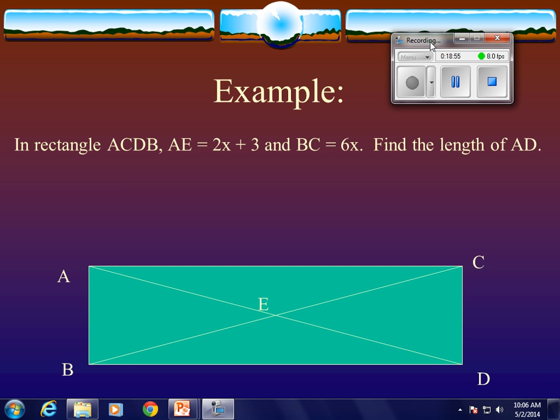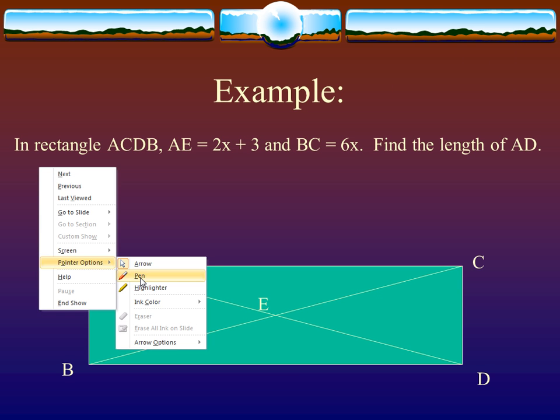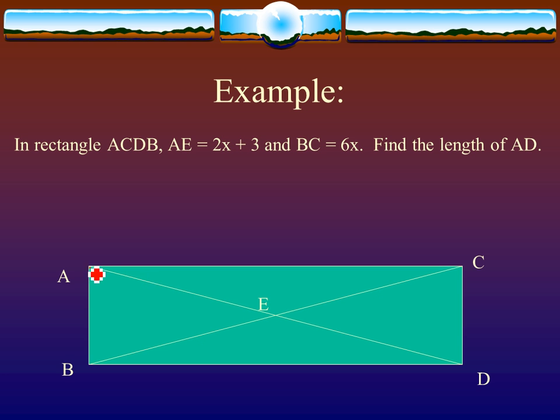In rectangle ABCD, AE, that's this segment. Let's write with our pen this time. So from here to here is 2x plus 3. And segment BC, this whole diagonal going this way is 6x. How can we set up an equation? Can we set up 6x equals 2x plus 3?